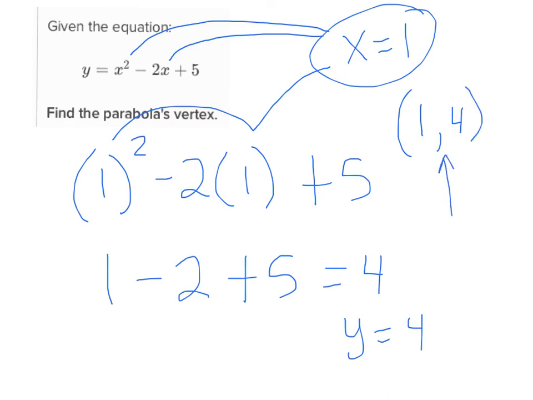This is the location of my vertex. All right, so what I'm going to do right here is draw a Cartesian coordinate plane. We said my vertex was at 1, 4. And so I'm going to go to 1 and up 1, 2, 3, 4. And there's my vertex right there. So that's where my graph changes. So probably the graph is going to look something like this and like this.